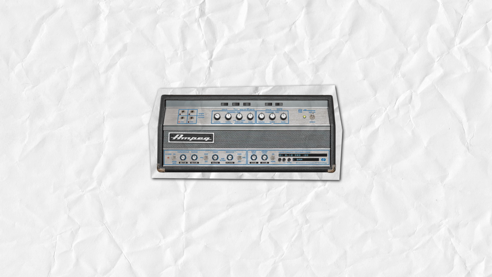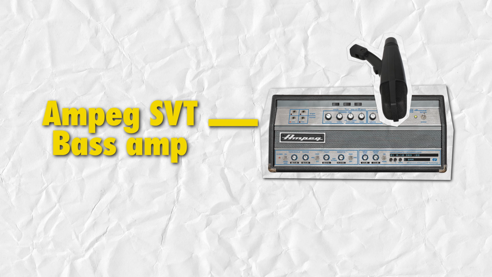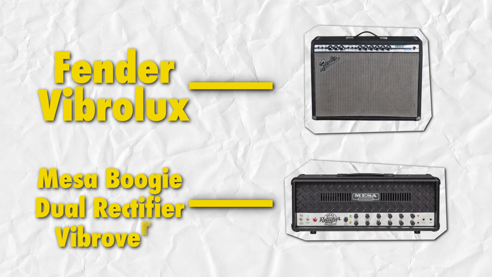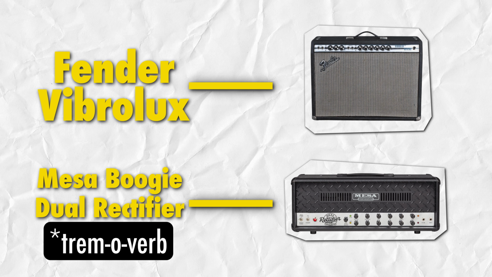The bass was reportedly an Ampeg amp, probably an SVT if I was guessing, mic'd with a 421 alongside a DI out. The guitar was typically a Fender Vibrolux for clean sounds and a Mesa Boogie Dual Rectifier Vibroverb for the dirty sounds.